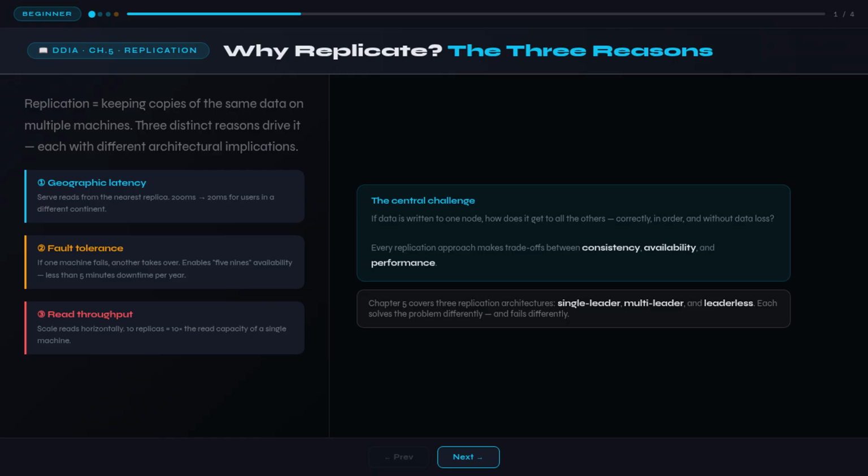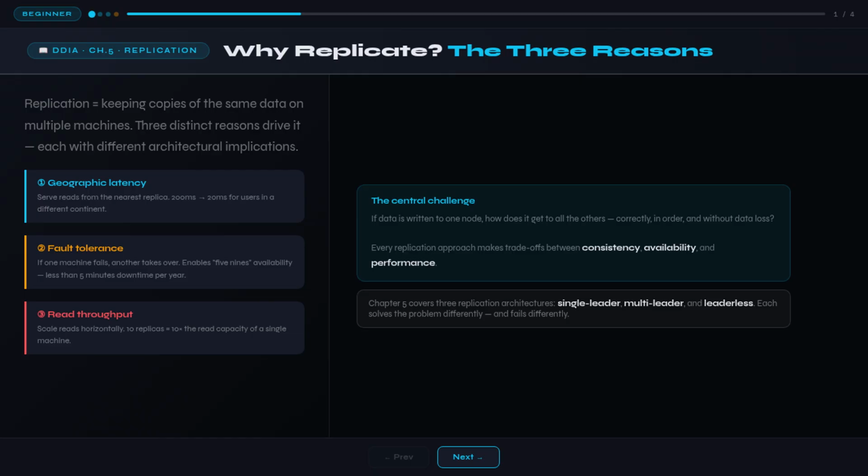The first reason is geography. If your users are in New York, Singapore, and London, a single database in Virginia will feel slow to everyone except the New Yorkers. By replicating data to servers in each region, you serve reads from the nearest copy. Latency drops from 200 milliseconds to 20 milliseconds. That's not a minor optimization, it's the difference between a responsive app and a frustrating one.